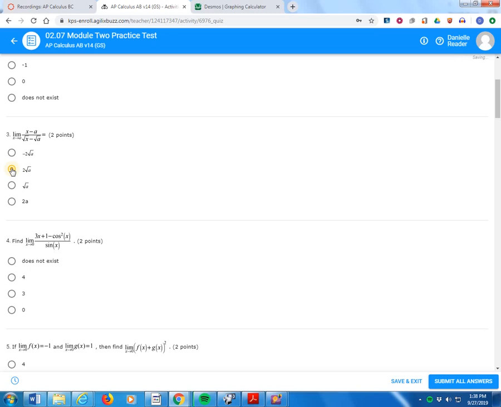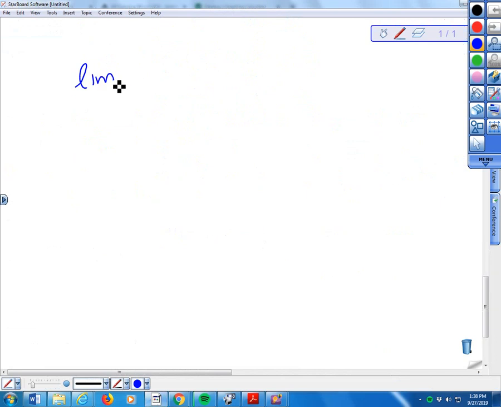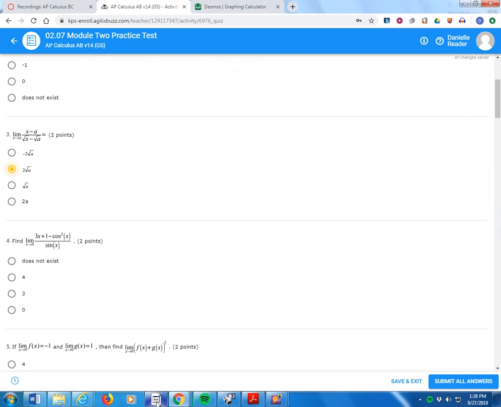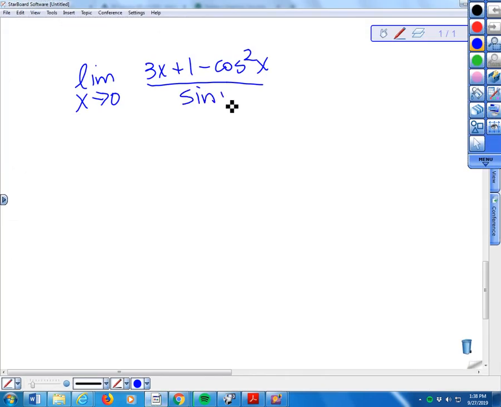Okay, next one. Find the limit as x goes to 0 of 3x plus 1 minus cosine squared x over sine x. And x goes to 0. So let's plug in. We have 0 plus 1. Cosine of 0 is 1. So 1 squared is 1. So 1 minus 1 is 0. So I have 0 in the numerator, 0 in the denominator.